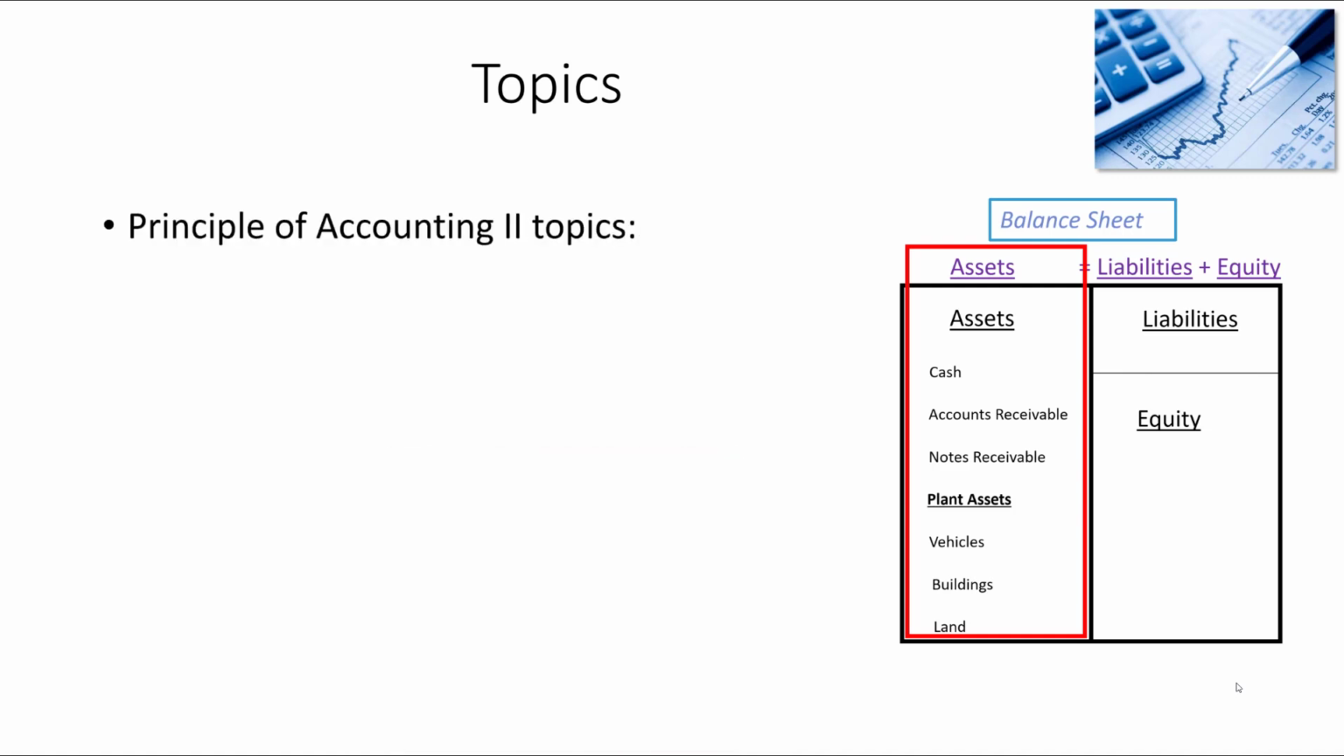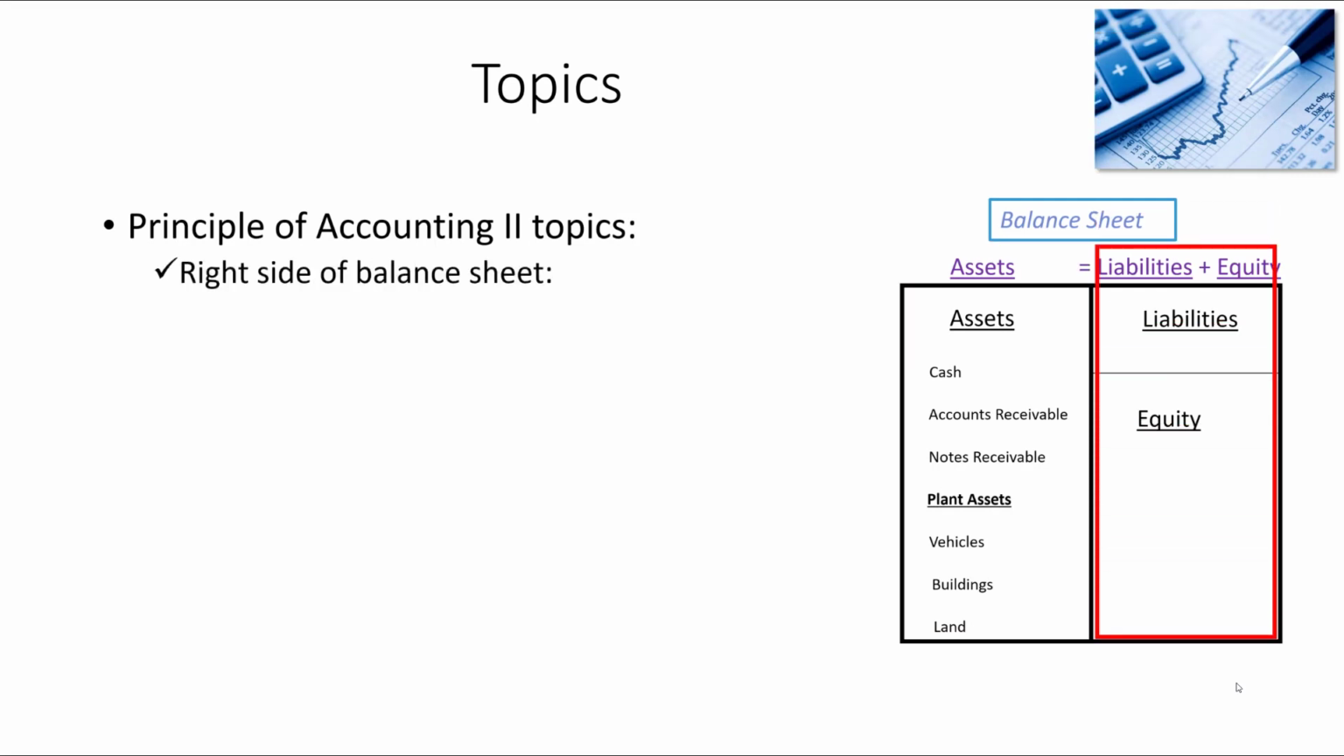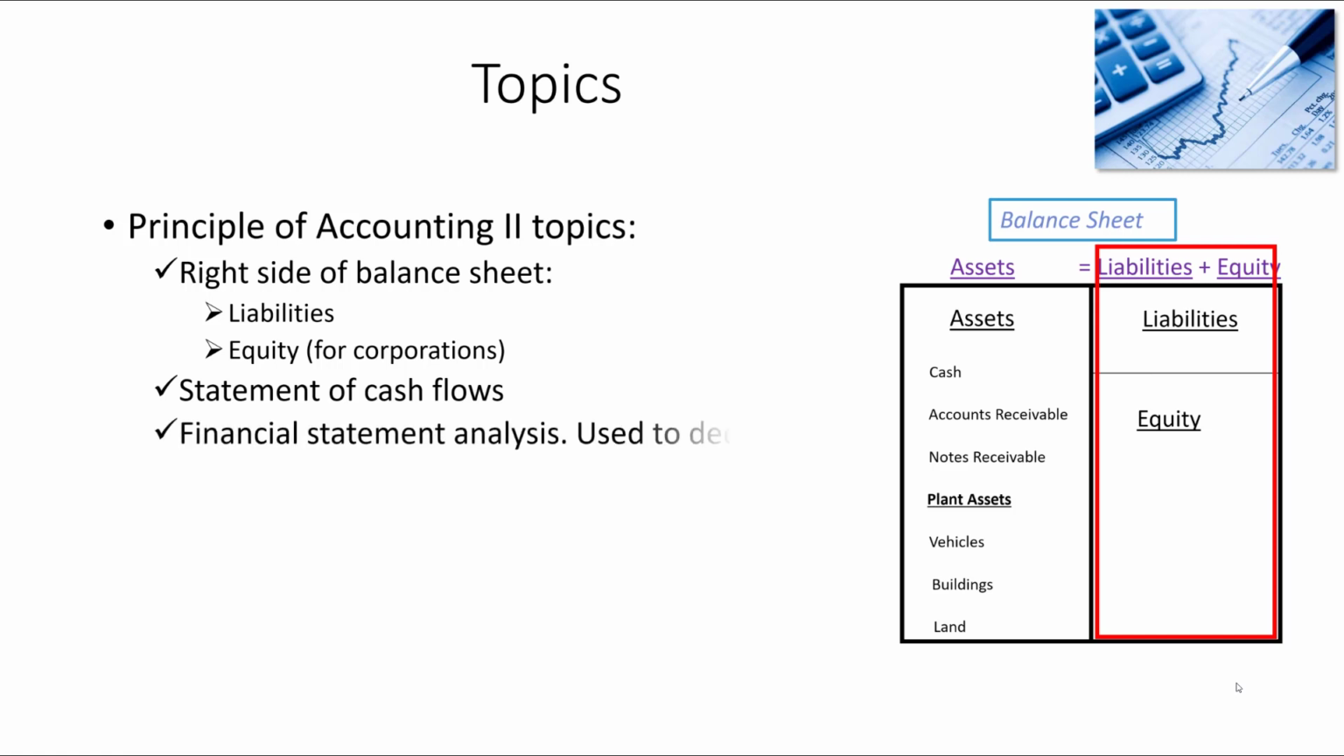So now let's talk about this class's topics. We'll do a lot of work with the right side of the balance sheet. We'll learn more about current liabilities that go beyond just accounts payable. We'll also learn about long-term liabilities such as mortgages and bonds. We'll also learn about equity, but instead of owner's equity of a sole proprietorship, something we learned in Principles of Accounting 1, we'll learn about the equity of corporations, which will include topics such as stocks and stock splits. Then we'll spend a full chapter learning about the fourth financial statement, the statement of cash flows. And we'll finish up with a chapter about financial statement analysis.